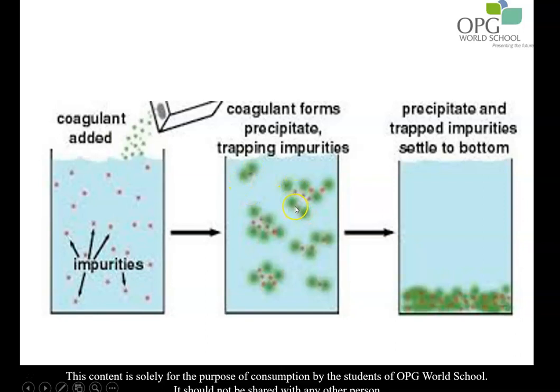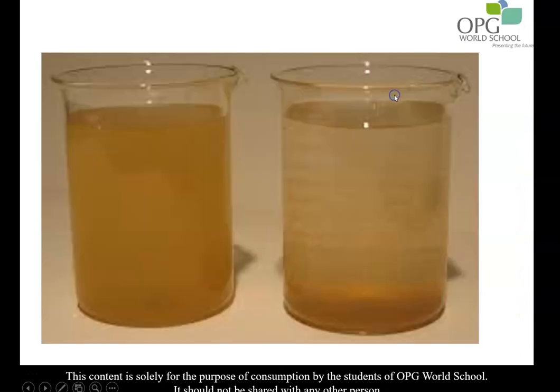The green dots are the alum, and you can see that all the impurities have got attracted towards the coagulant or the alum. In this way, the impurities become heavier, and when they become heavier, they will settle at the bottom of the beaker. So loading has increased the rate of sedimentation. This is the comparison between the muddy water and after alum has been put inside the muddy water. As you can see, it is becoming clearer and the sediments are settling down.